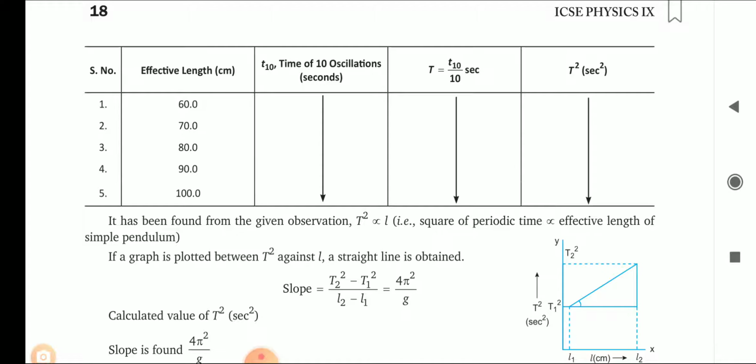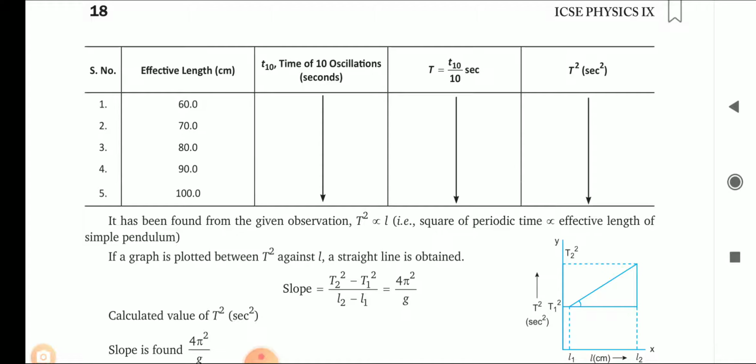You will make this type of observation table. In that one you will make all these columns. Here you see the serial number, there is no issue with that one. The second column is effective length. Effective length means the length of the pendulum. There is a hook to which the thread is tied, so from that hook we can increase or decrease the size of the pendulum.